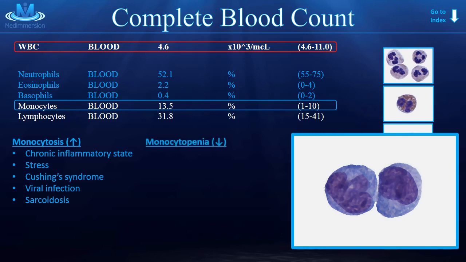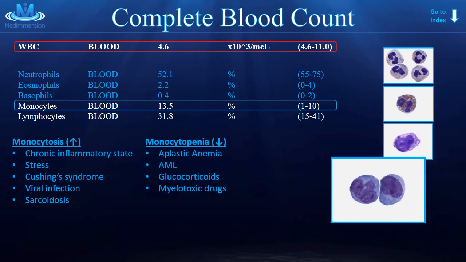How about monocytopenia? Well, they would be decreased in aplastic anemia, of course, because many cell lines would be decreased in aplastic anemia. AML, acute myeloid leukemia. Excessive glucocorticoid use would decrease them. And some myelotoxic drugs would also decrease them. Okay, moving on.